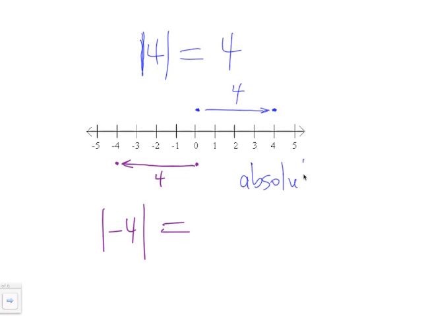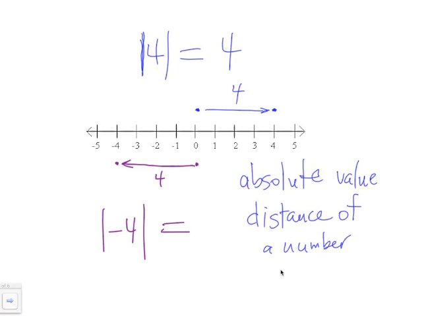The absolute value is really pretty much the distance of a number from 0. So in other words, how far is it? And it's really 4 units for negative 4. It is 4 units positive for a positive 4. So it doesn't really matter.